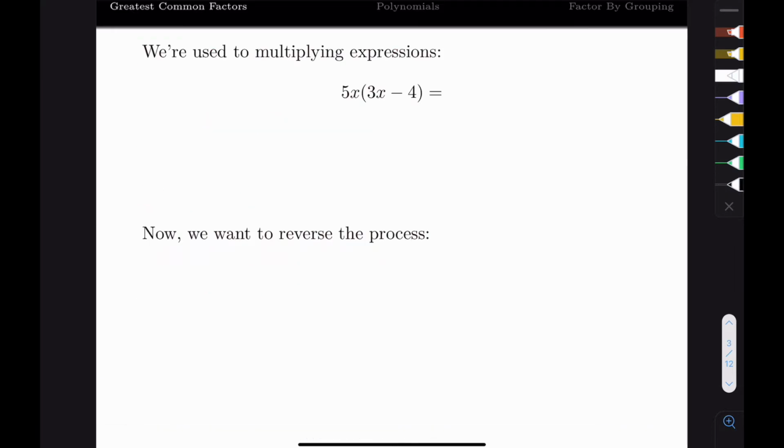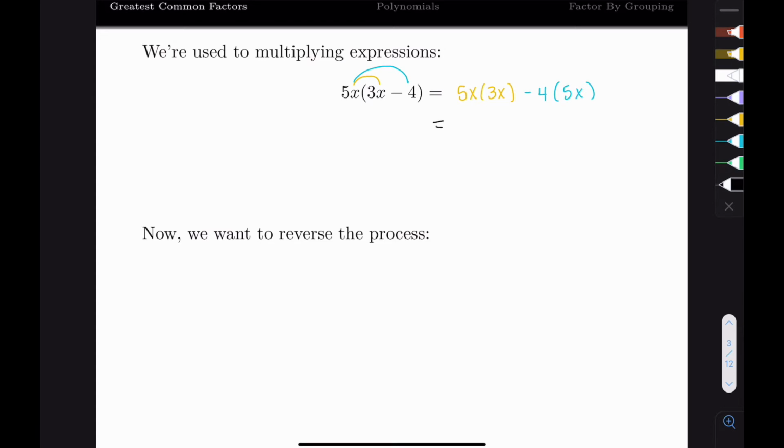We are so accustomed to right now just multiplying out an expression. So say I take 5x times 3x minus 4. All we've done so far is focus on distributing this 5x. So I'd have 5x times 3x for the first piece, and then we'd have 5x times negative 4. So I'm going to put that negative 4 out front times 5x.